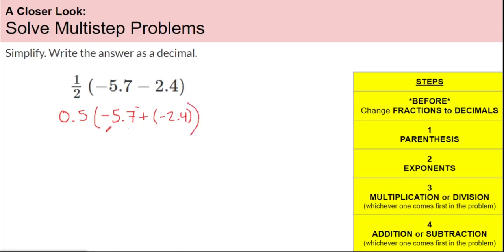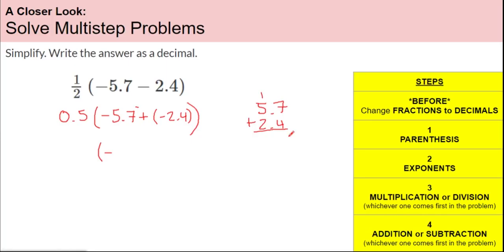Since I changed it, now I can get an idea of what to do. Remember, we have two negatives, so my answer is going to be negative. Same sign, keep the same sign. If they're the same sign, you take the sum, you add them. If they're different signs, you take the difference, you subtract them. So let's add these two.